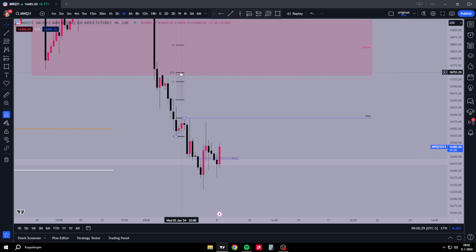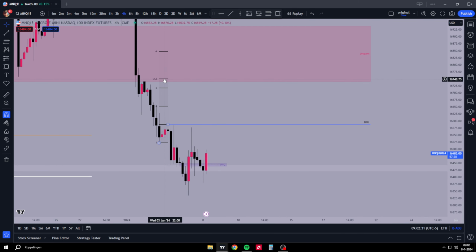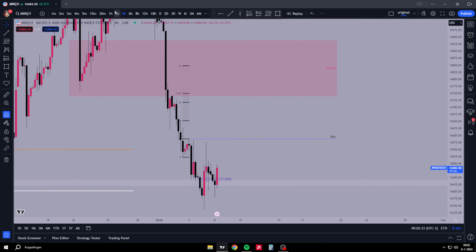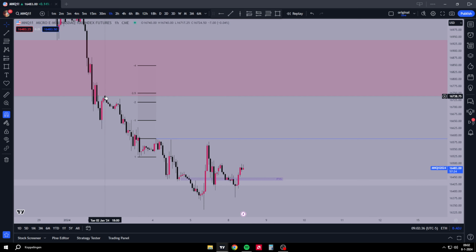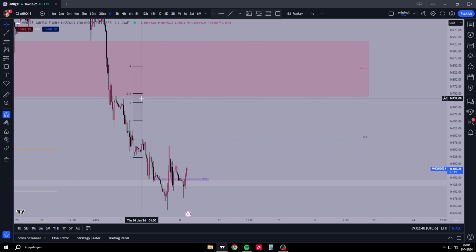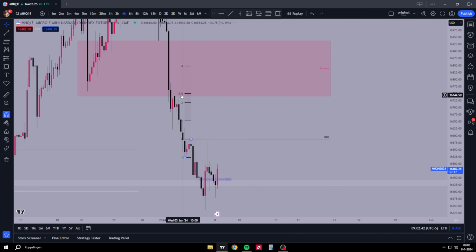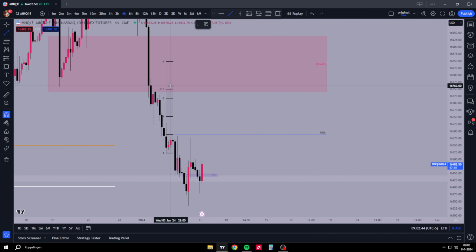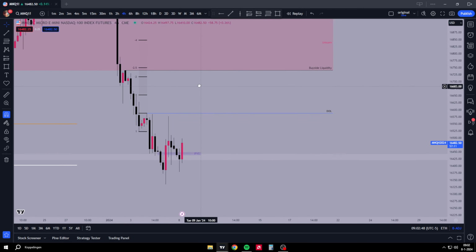So react off of this, or these -2 and -2.5 react, comes in line with this unicorn low right here. Just barely tapping into that. So we could see a retracement off of there. So this is going to be draw on liquidity as well, but just buy side for now.